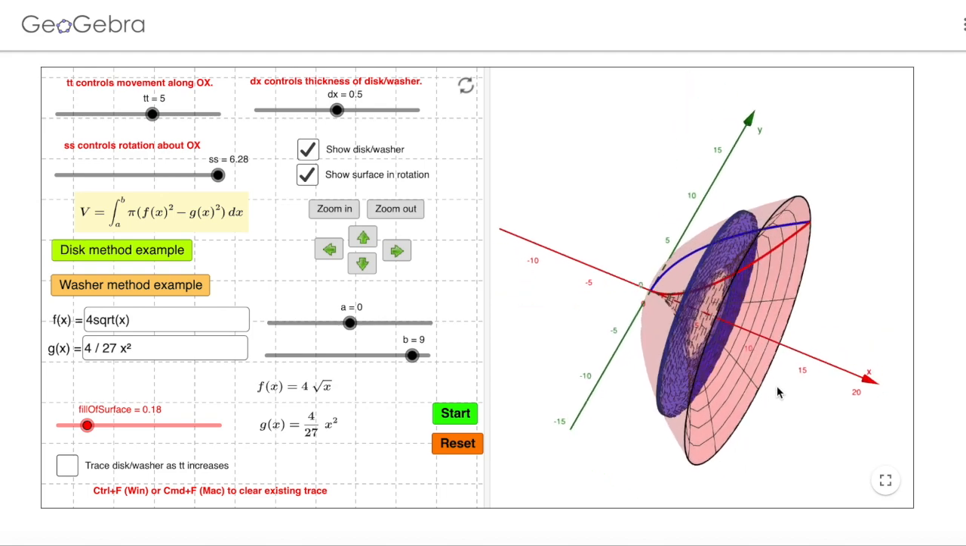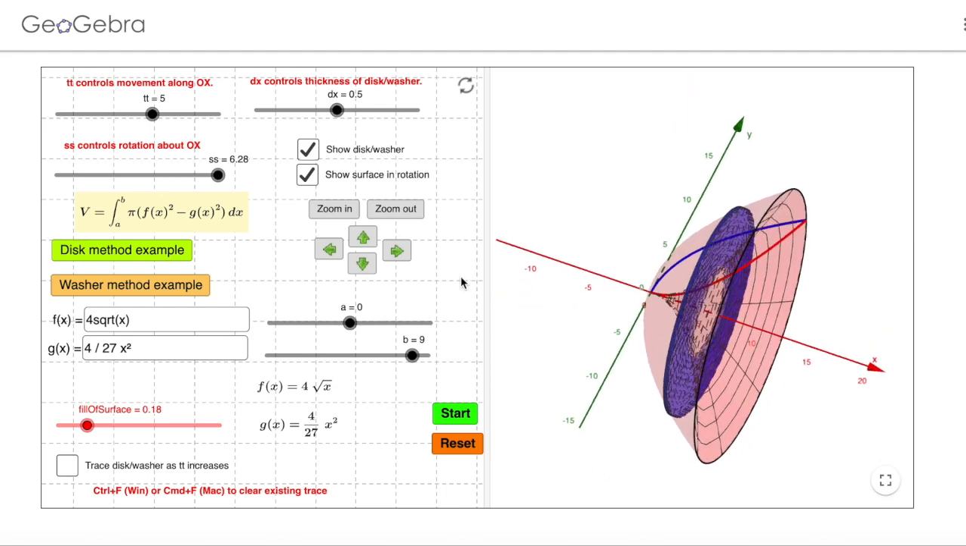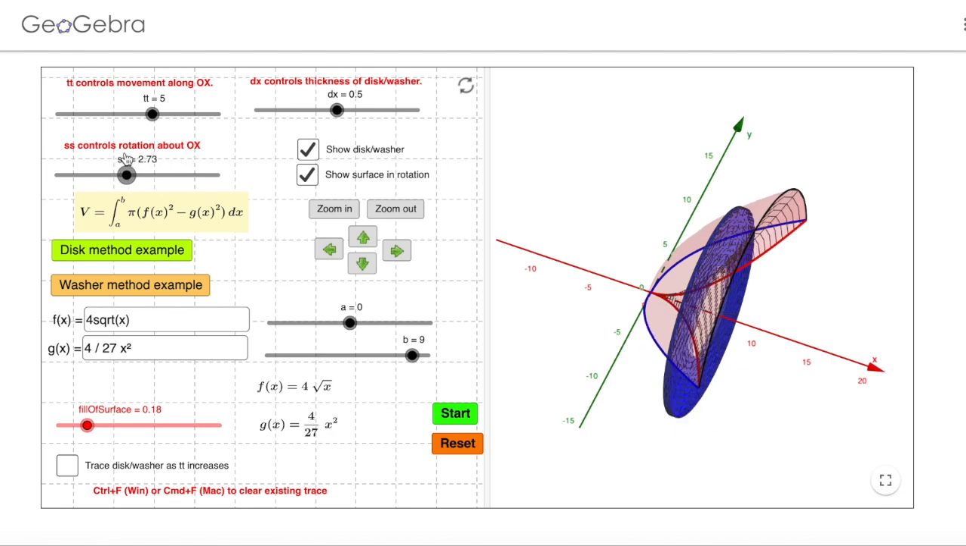But so hopefully this helped you visualize, and now let's go do some algebra, right? But very cool, and that will lead us to the washer method.